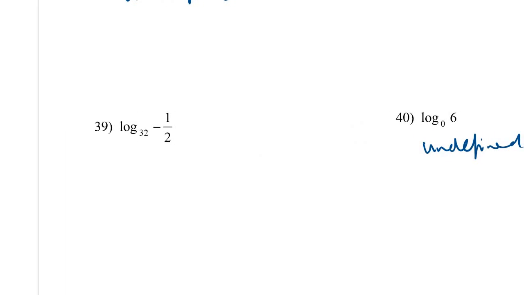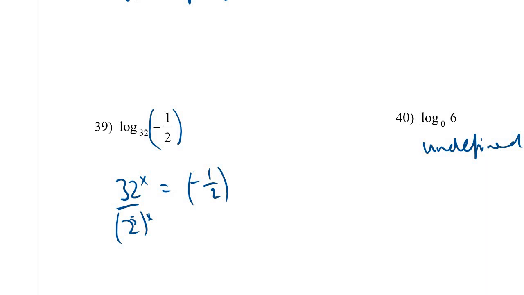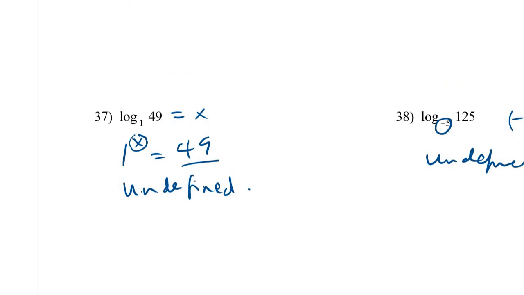Also, we can't take a log of a negative number. See what I'm saying? What power with 32 will give me negative 1/2? Well, the base is already a negative. It's not going to be matching this base, which is like 2 to the power of 5 and then x. So the bases are not going to ever match. So the negative doesn't work with logarithm. This is undefined.